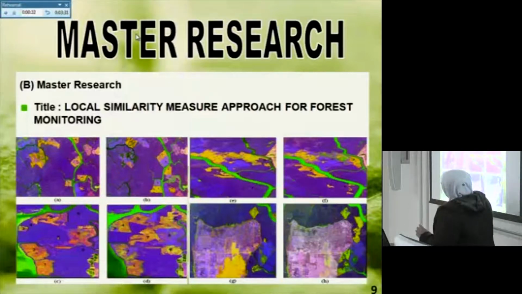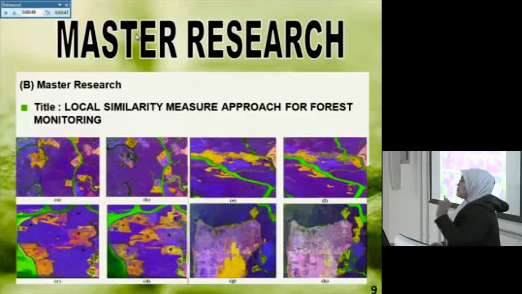For example, here we have 4 areas. This is in Matang Mangrove Forest, Perak, Malaysia. Image A and B are the same area, but the difference is that image A was taken by satellite in 2005, and image B was taken in 2007. We overlap both images and use this algorithm to detect the changed area.